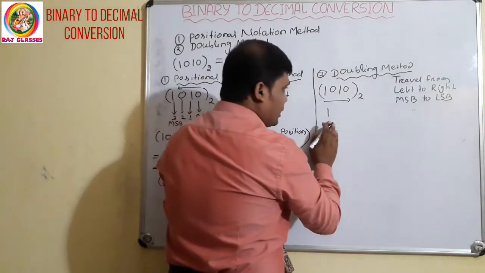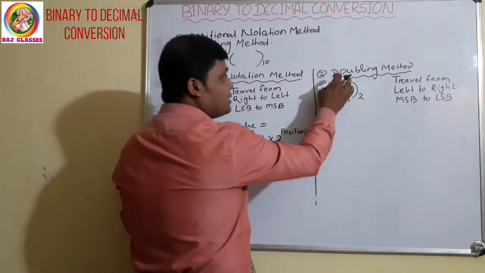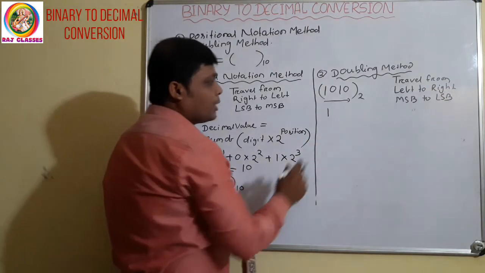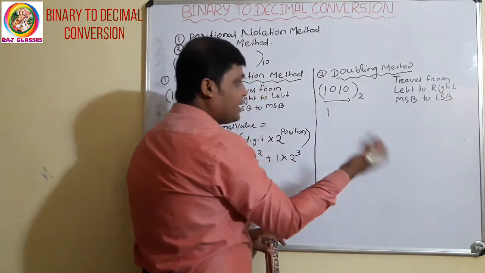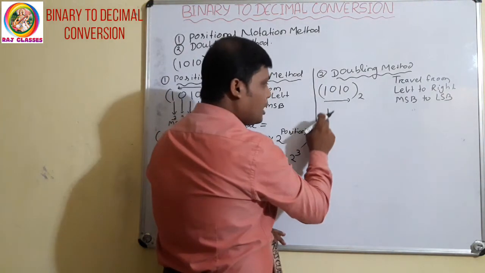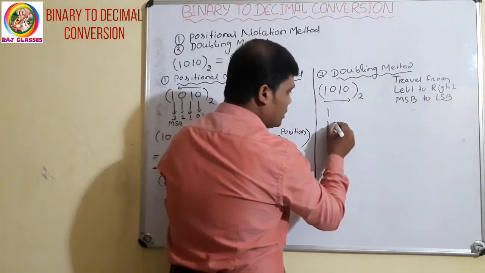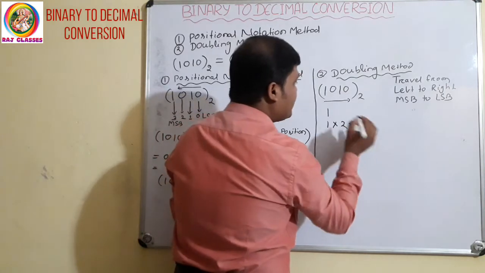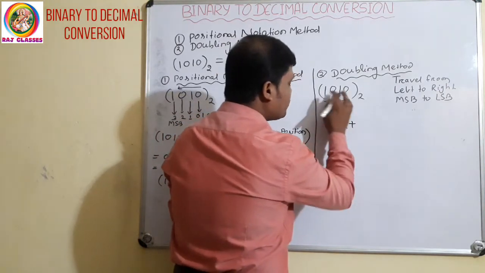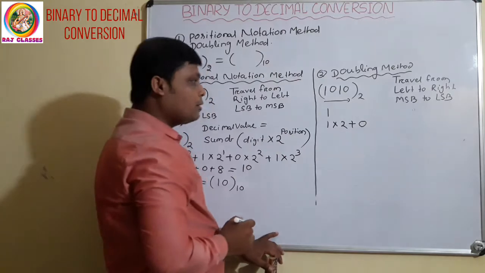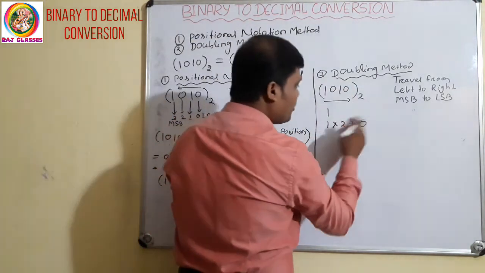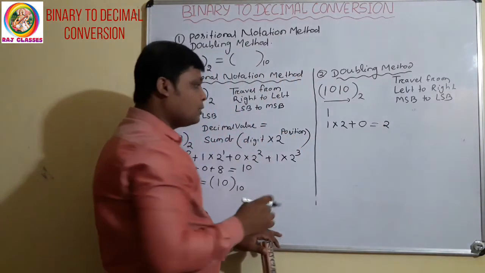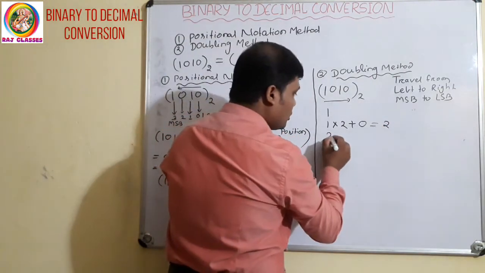Clear? Again, double it. As the name is doubling, we have to double each time. Double what we are getting. We got 1, we have to double. This will be 1 into 2, and add with the next digit. The next digit is 0, we have to add. This will be 2. Clear? Then we got 2.